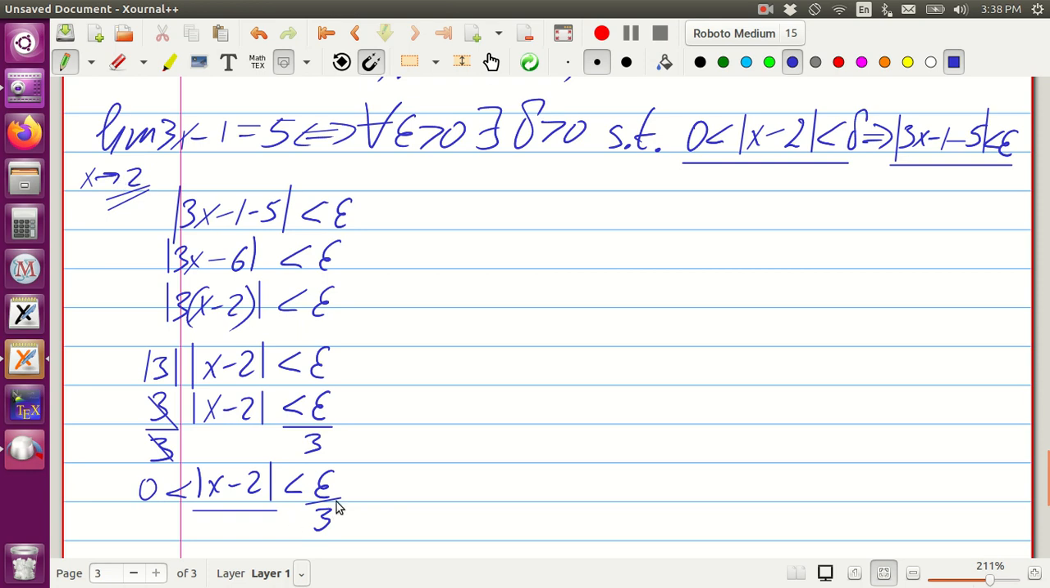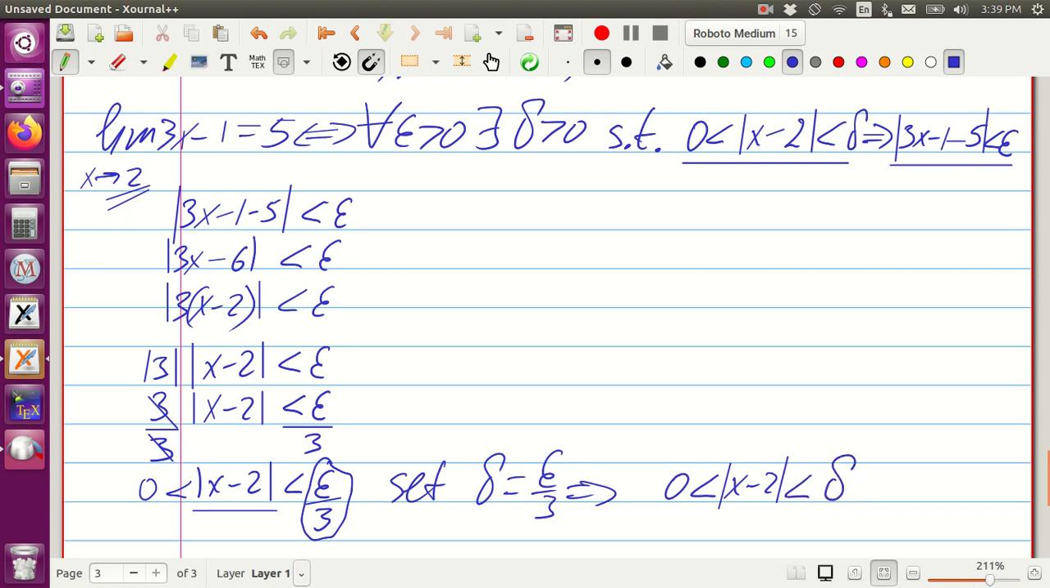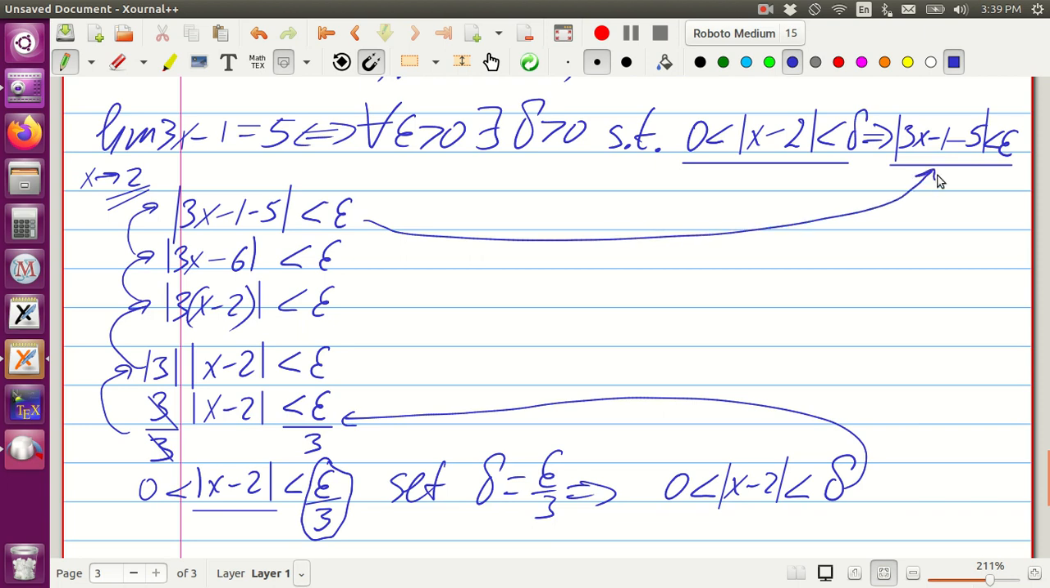And we need to choose a delta. Look, this would be a good choice for delta. So we'll say set delta to be epsilon over 3. And this would imply that 0 is less than x minus 2 in absolute value less than delta. And this would imply this, and this would imply that, and it would imply this, which would imply that. So we proved it. Look, it's exactly the same, right? And this term implies this term.